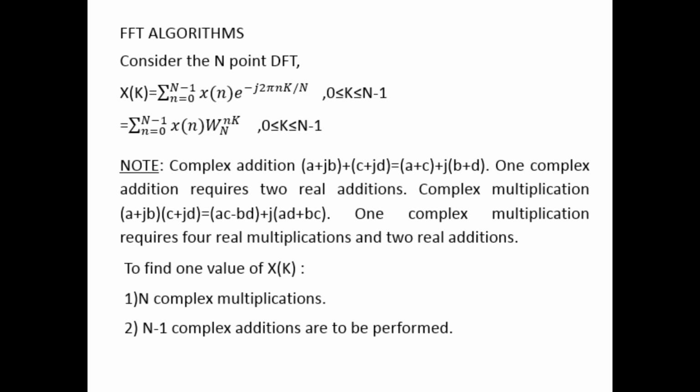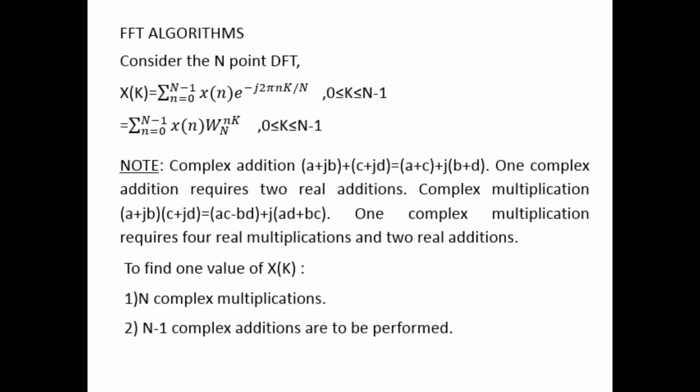So we have one note: complex addition, that means a plus jb plus c plus jd, is equal to, we have to add real parts plus we have to add imaginary parts that should be multiplied with j. One complex addition requires two real additions. Complex multiplication, a plus jb into c plus jd, is equal to ac minus bd plus j into ad plus bc. One complex multiplication requires four real multiplications and two real additions.